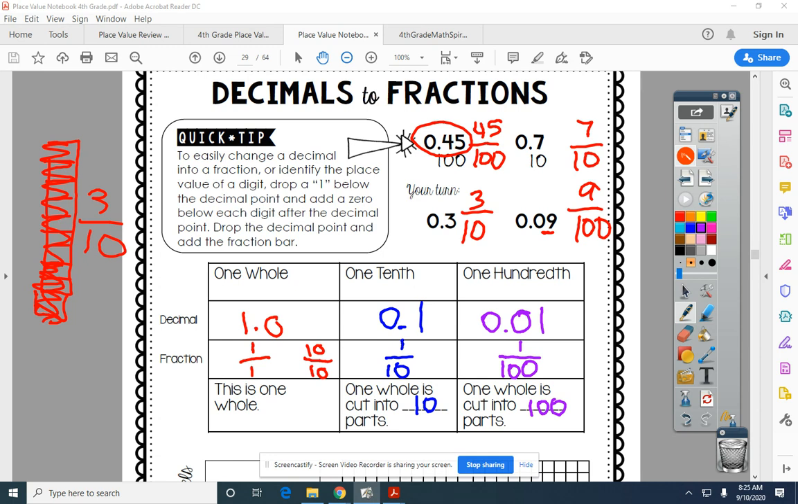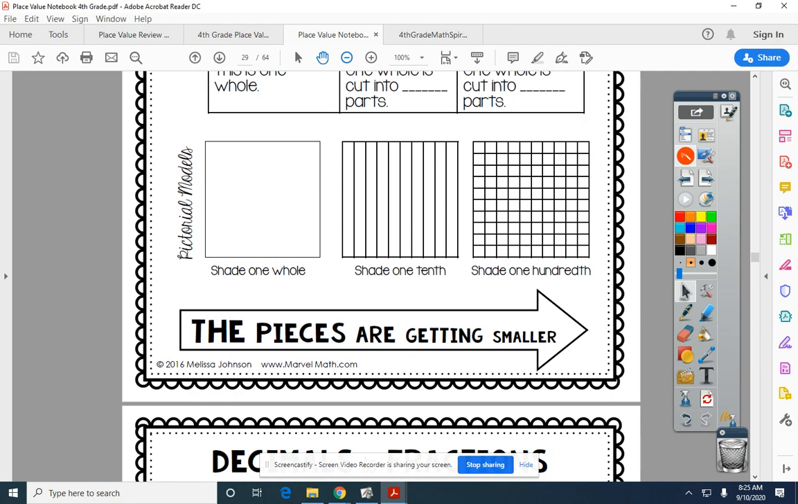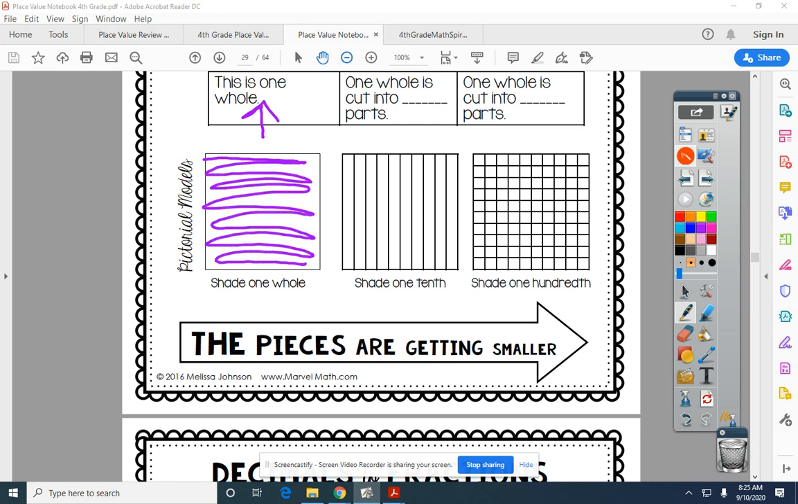Everybody okay for me to erase this? Okay. Now let's shade those. I'm still referring to this right up here. One whole, how much is that? Shade the whole thing. Okay. Now shade 1/10. That's just one of these 10 bars, right?